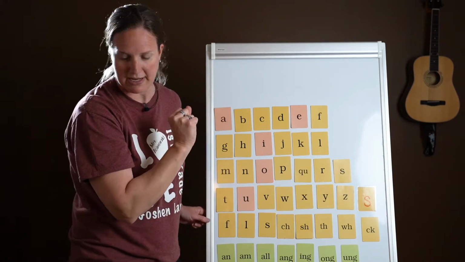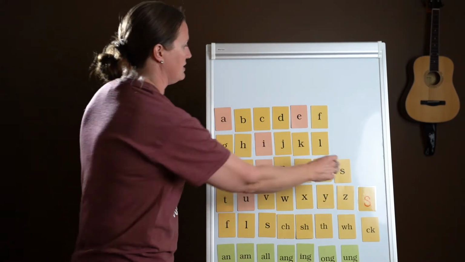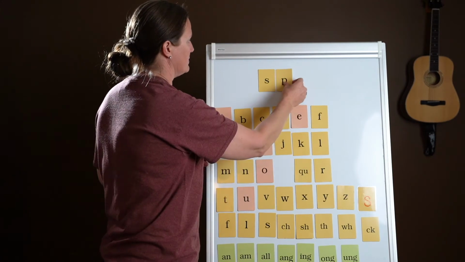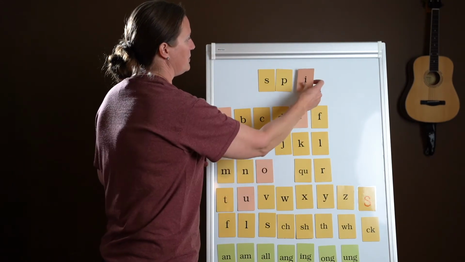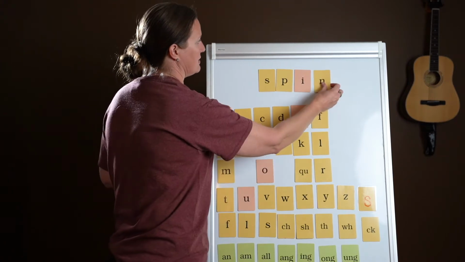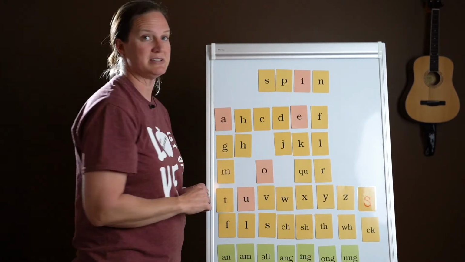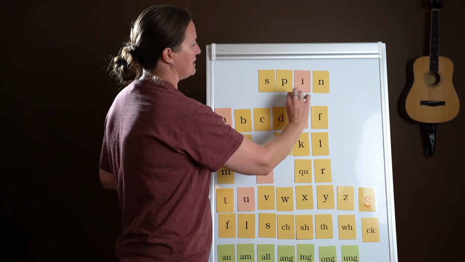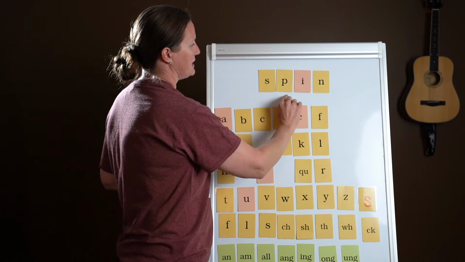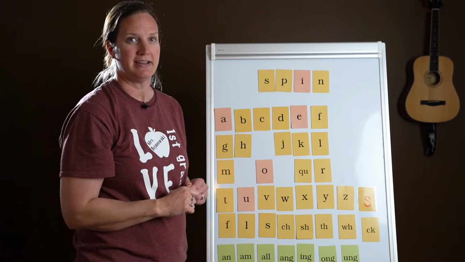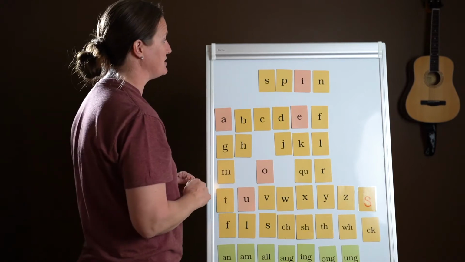All right, let's see what word I have next for you. All right, the next word I have is this one here. Ooh, you might notice there's a blend at the beginning. All right, let's tap this one out. Spin. Spin. Go ahead and try it. Yeah, spin. Good job, boys and girls.